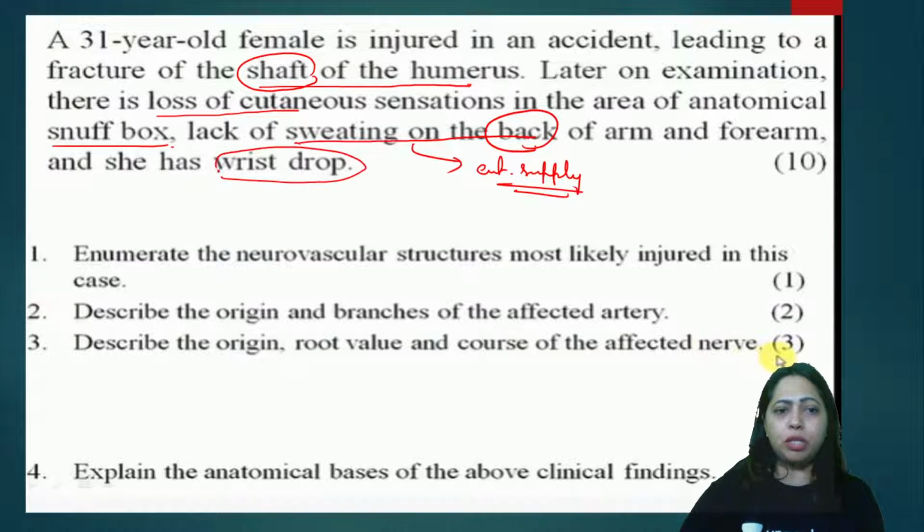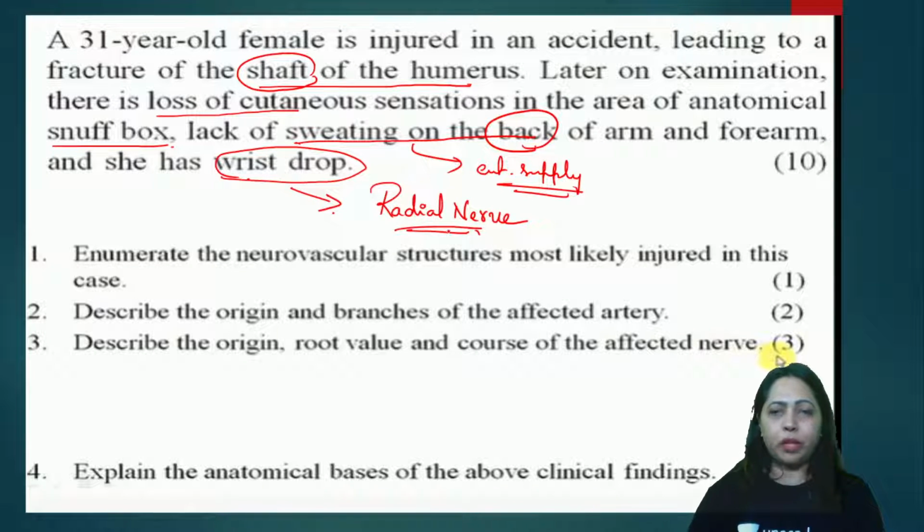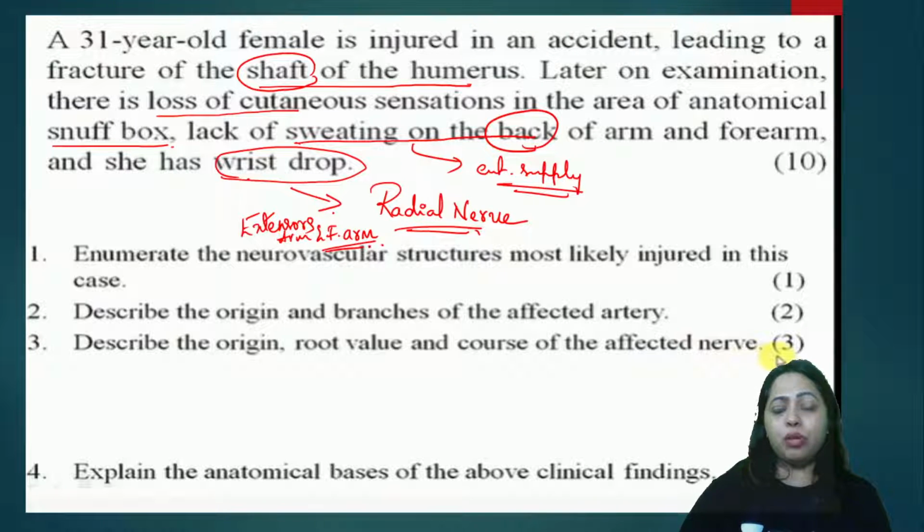The moment you see the wrist drop, we have to remember we are talking about the radial nerve. Okay, radial nerve. So that is what leads to wrist drop because radial nerve is the only one which supplies all those extensors in the arm region and forearm region. So, okay. So we have to remember the radial nerve supply.